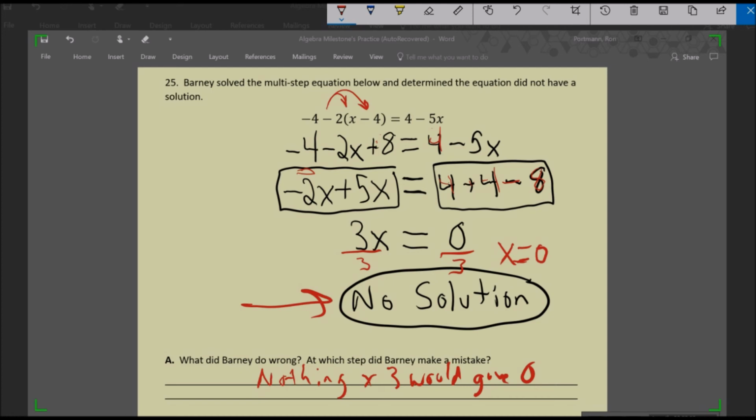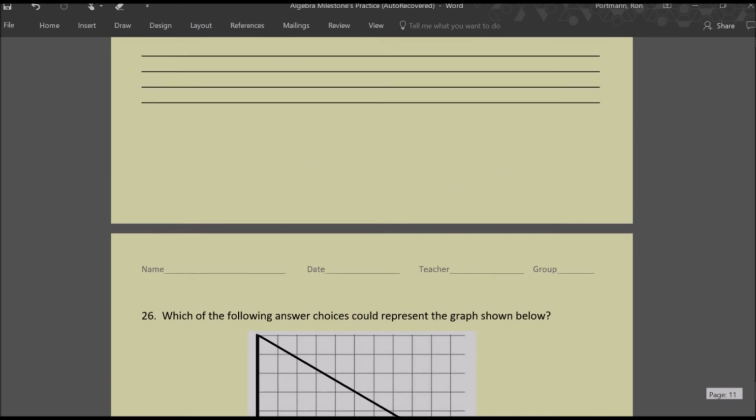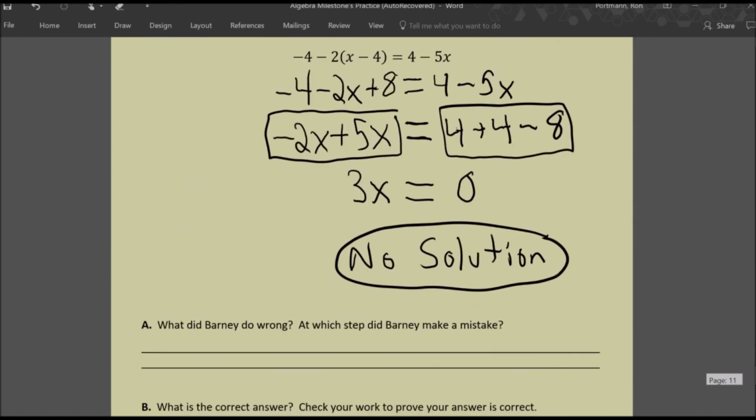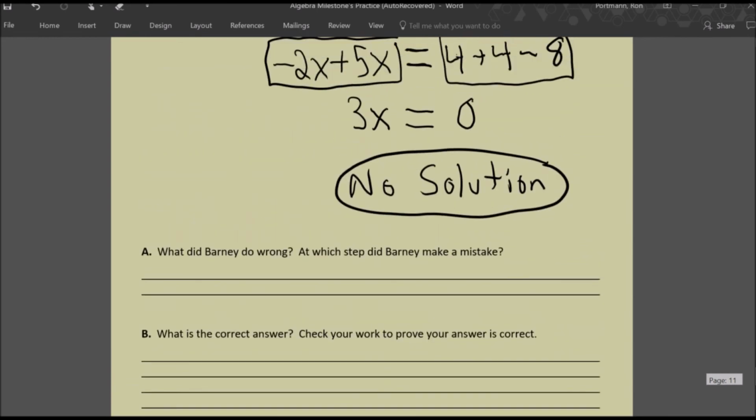All right. Let's see what the next one says. What is the correct answer? The correct answer is right here, my friends. It is x equals 0. All right. Let's see what else is asking us here. Oh. Come on, Barney. Check your work to prove your answer is correct.